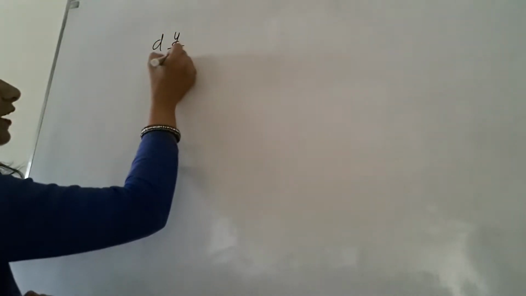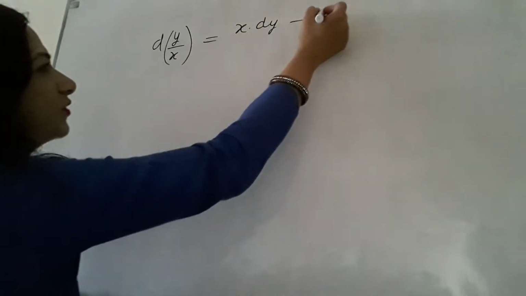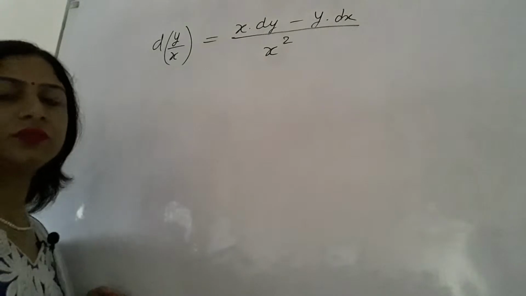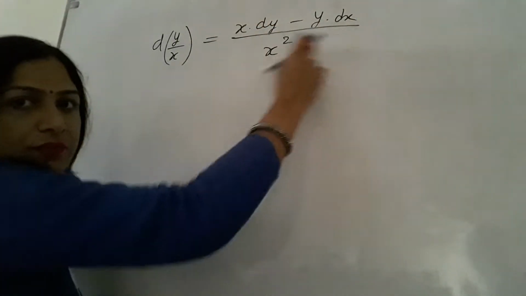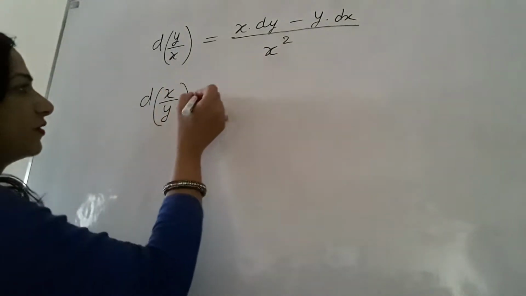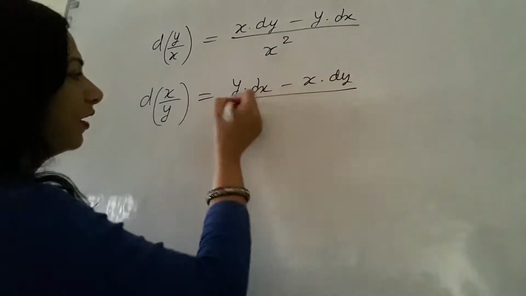In such type of equations, we try to rearrange the terms in such a form whose differentiation we know. As we know, the differentiation of y upon x is equal to x into dy minus y into dx upon x square. So, if we are given such terms, we try to rearrange them in such forms. Or we know the differentiation of x upon y is equal to y into dx minus x into dy upon y square.